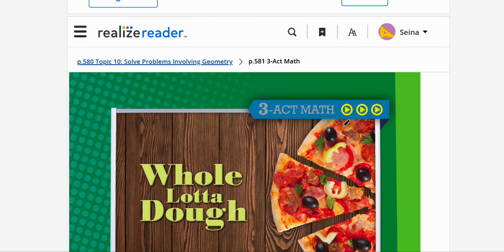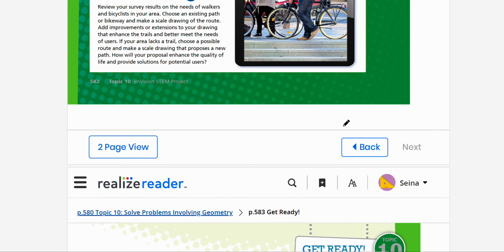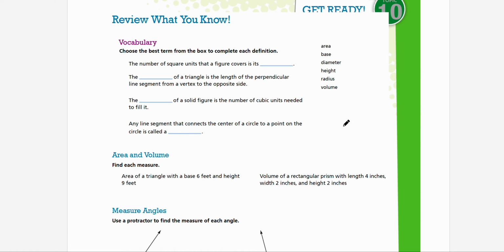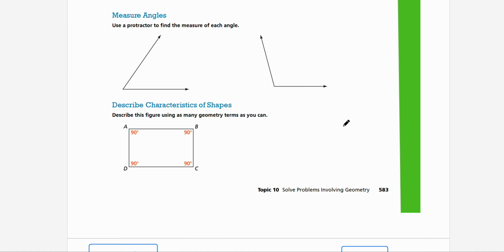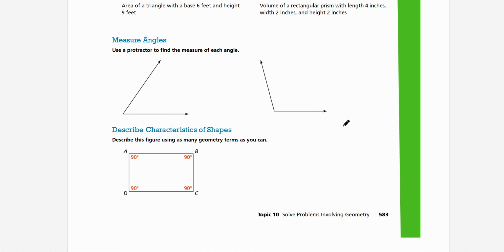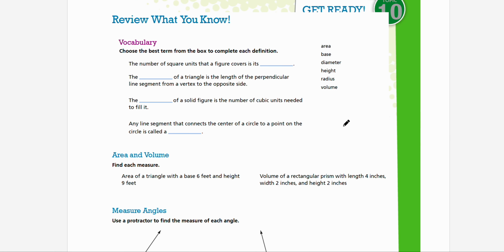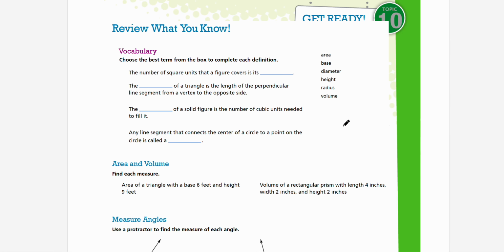Let's look at the intro, page 583 here. Review what you know. We'll start with what we know. So let's look at the vocabulary that we know.